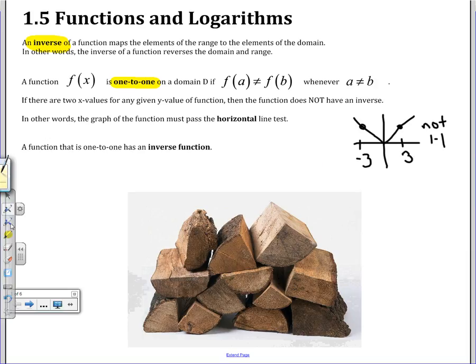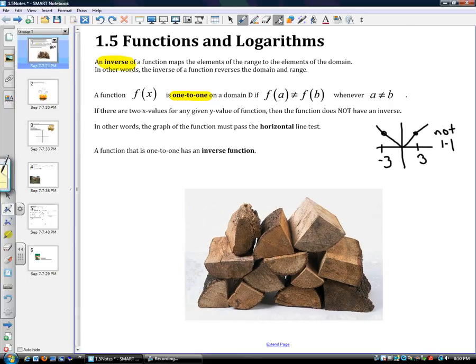And you can test whether or not something is 1 to 1 by doing the horizontal line test. So let me grab my horizontal line. If I can draw a line anywhere and it only passes through the function once, then it is a 1 to 1 function. Right, we have the vertical line test to test whether or not something is a function, and now we have the horizontal line test to say whether or not something is 1 to 1. Okay, and this fails the horizontal line test, so therefore absolute value of x is still not 1 to 1.